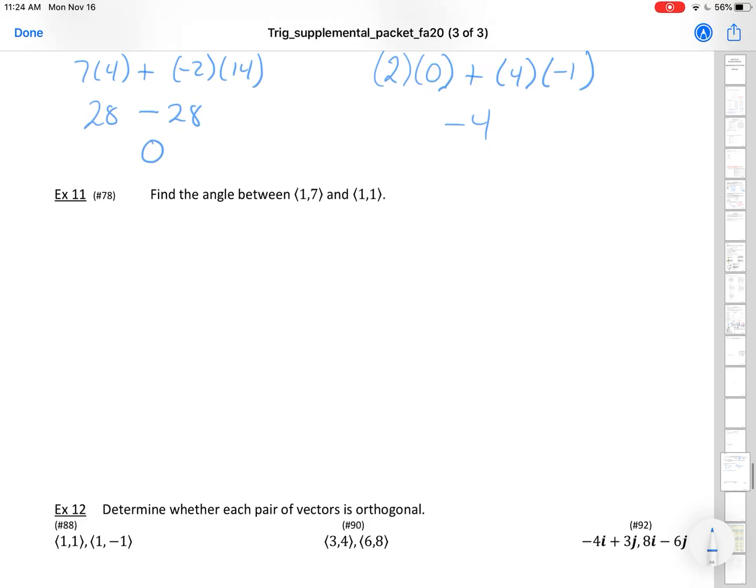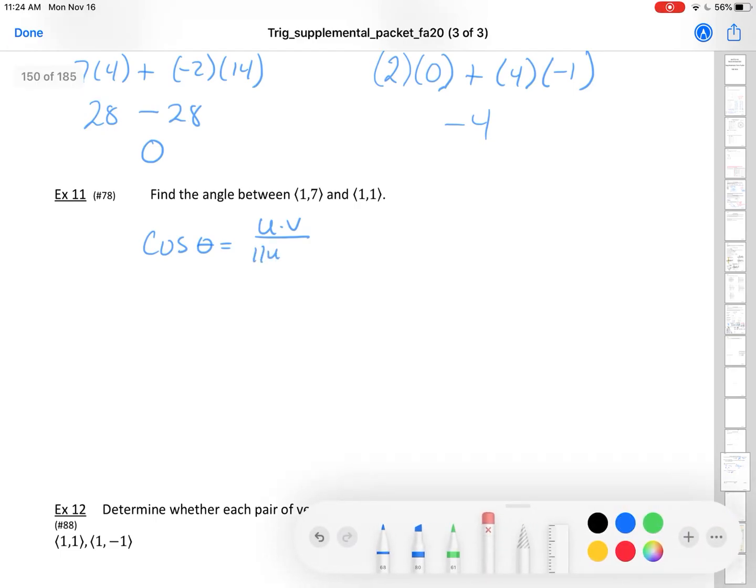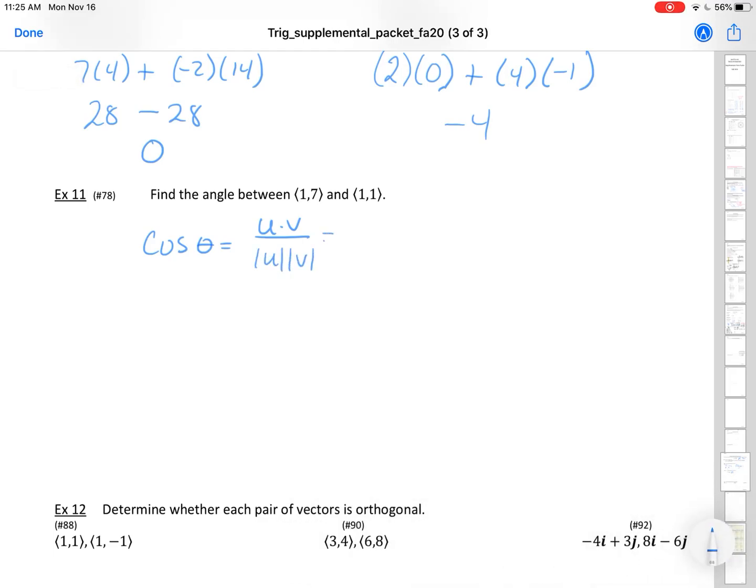So now let's put this all together. Let's find the angle between <1, 7> and <1, 1>. Easy. We remember that cosine theta is equal to u dot v all over the magnitude of u times the magnitude of v. So we've got to find a lot of things. First, I'm going to call these u and v. We need to find the dot product of u and v. Not bad. The dot product is 1 times 1 plus 7 times 1, or 8. So we're getting a nice dot product of 8.